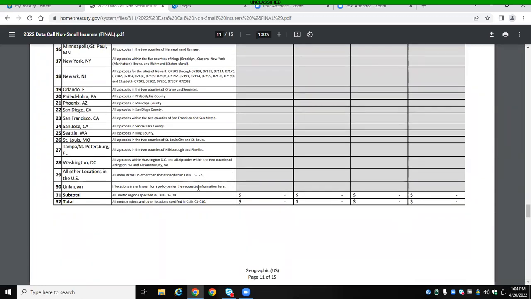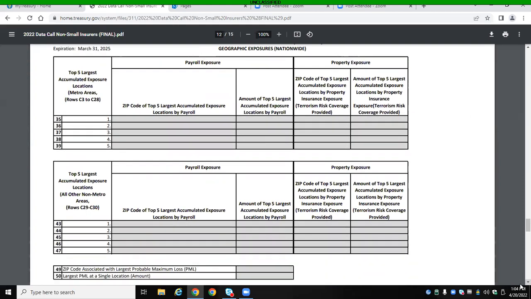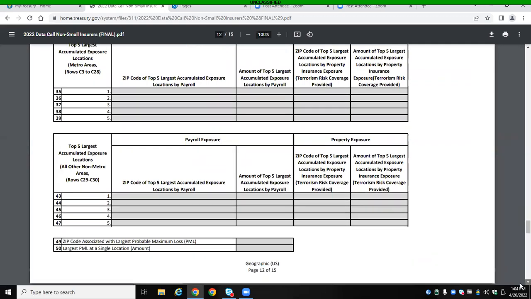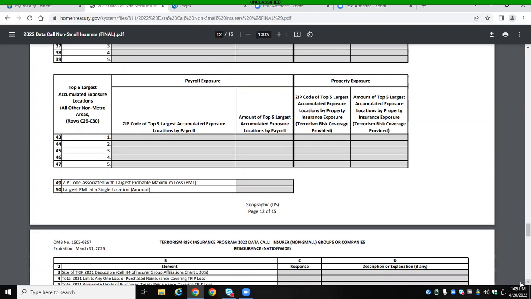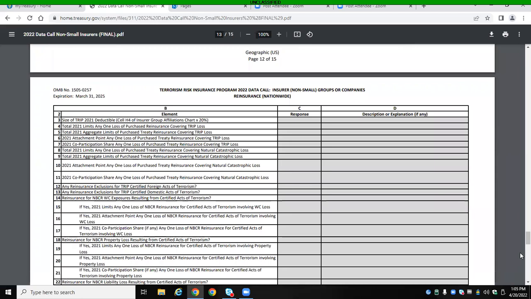We seek aggregations by particular zip codes, and then rank order those as requested. The questions in lines 49 and 50, by contrast, focus on a particular location as distinguished from all locations within a particular zip code. Again, there have been no changes to this, and again, it is heavily based upon the way in which AM Best does its terrorism questionnaire. So if you're doing that, and I assume most of you are, that information is largely available.